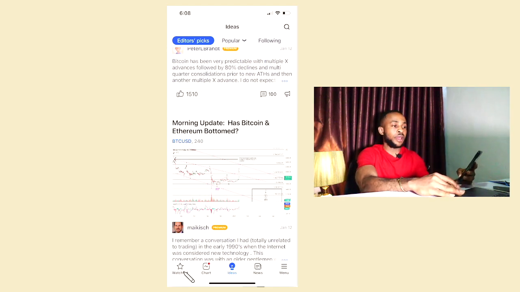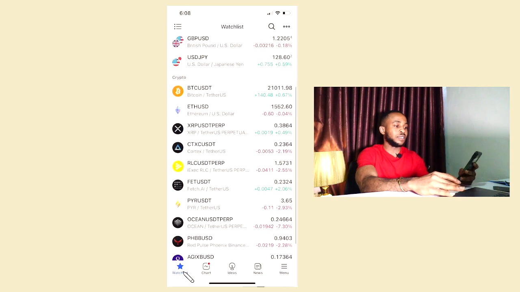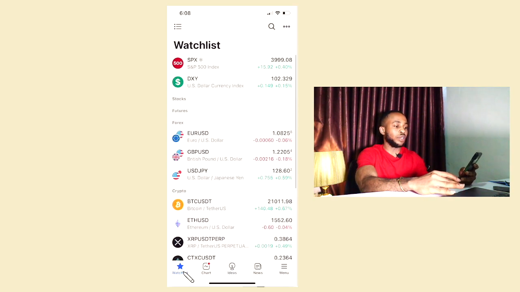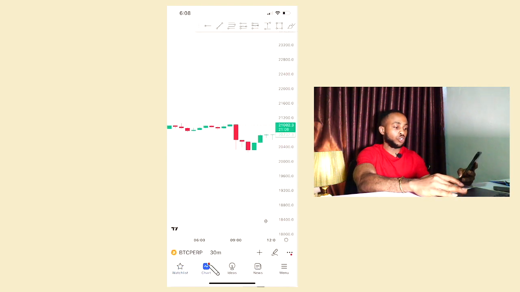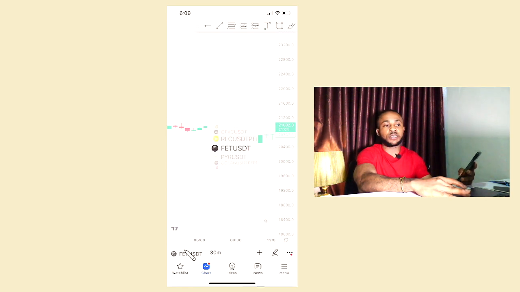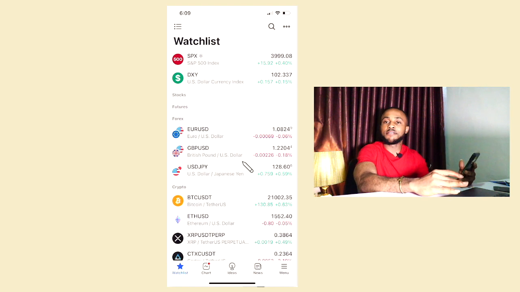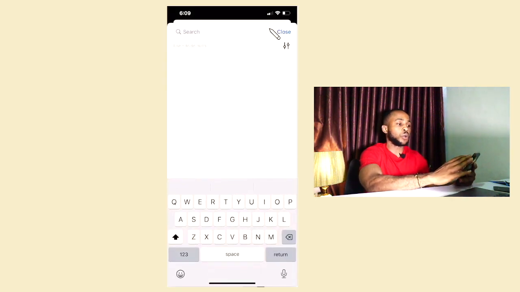Then here we have the watch list. Watch list is more like the coins you have on your radar at the moment, so that once you click on your chart, you can scroll from here to the different coins or different financial assets on your watch list. You can add any financial asset to your watch list just by clicking on search. Let's say we want to add Shiba Inu.